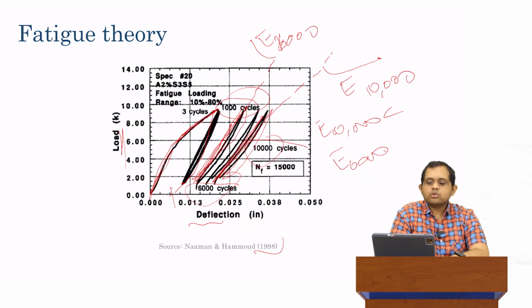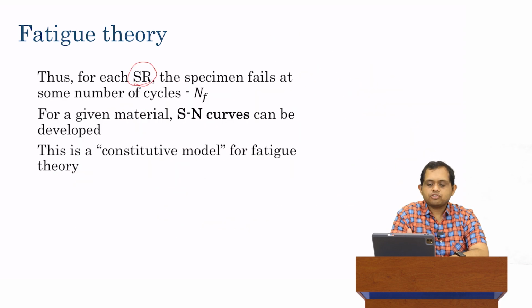So you choose several values of stress ratio, and then for each of them, you load the beam cyclically and count the number of cycles until the beam failed. We call that NF. So for each SR, we have an NF. If we plot SR versus NF, we get what is called an SN curve, a stress versus the number of repetitions to failure curve, SN curve.